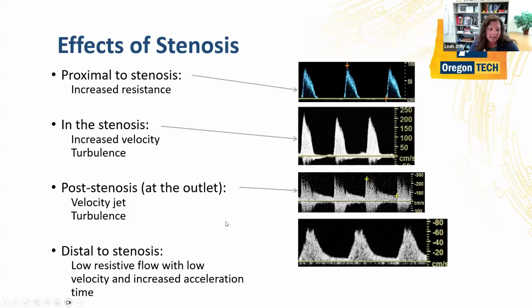Just outside of the stenosis, at the outlet of the stenosis, we still might be getting high velocities, but we're getting a lot more turbulence. So all this spiking above and below, that's all turbulence. So we still have a rapid upstroke, but now our peak is broadened out to all of this. So that's not normal. Then distal to the stenosis, we get more of a low resistive flow pattern. Velocities have decreased. Now we're closer to 60 centimeters per second, and our acceleration time is increased. So we've got more of a delayed sort of upstroke here, and monophasic flow.